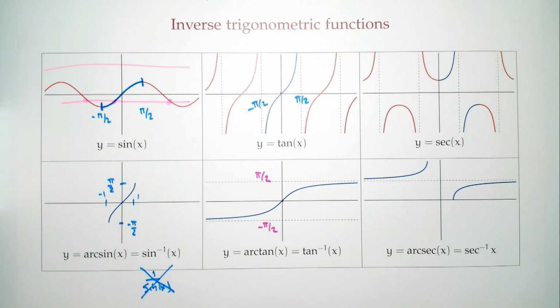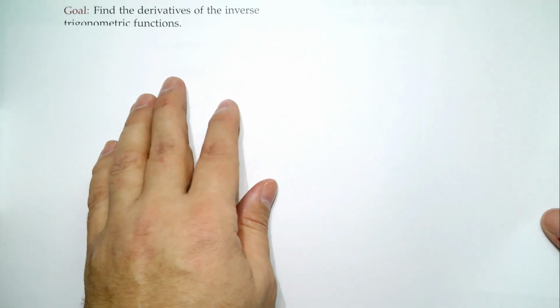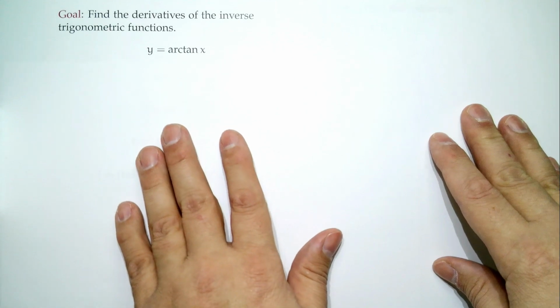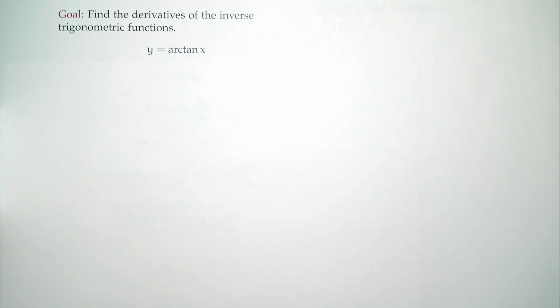And our goal is to say, well, what's the derivative of the inverse trigonometric functions? So let's start with what I think is the best one, arctangent. So, here we go. We want to find the derivative of arctangent of x. So y is arctangent of x. We want to find dy/dx. Now, we're faced with the dilemma. We don't know how to find the derivative of arctangent of x. So that's a big dilemma.